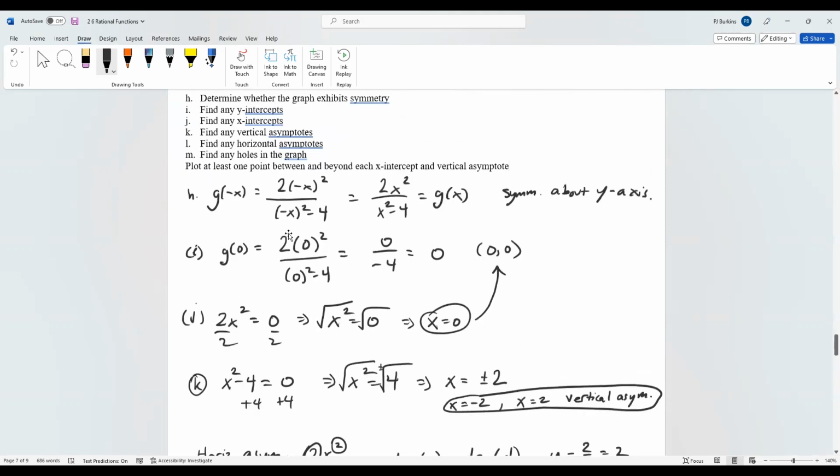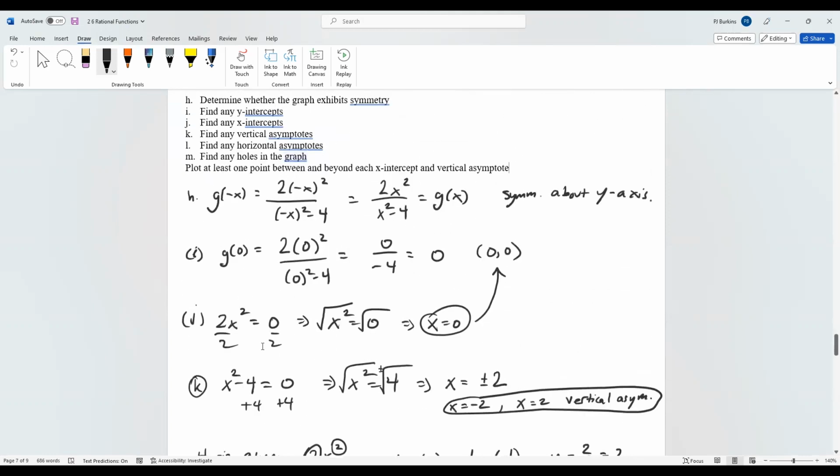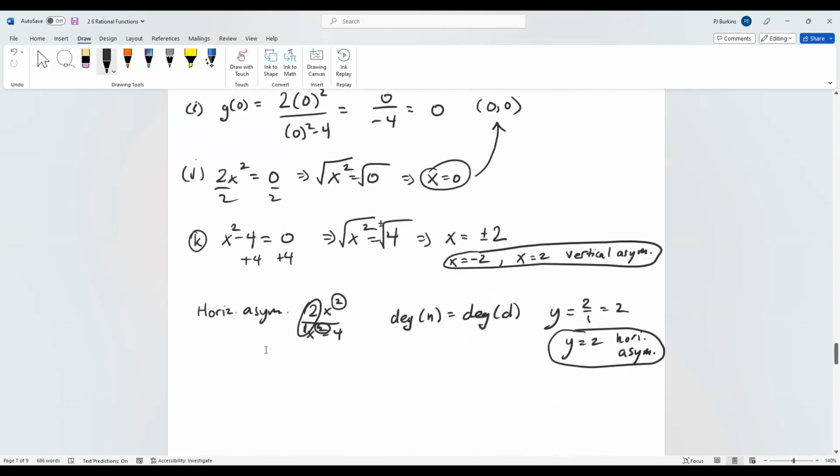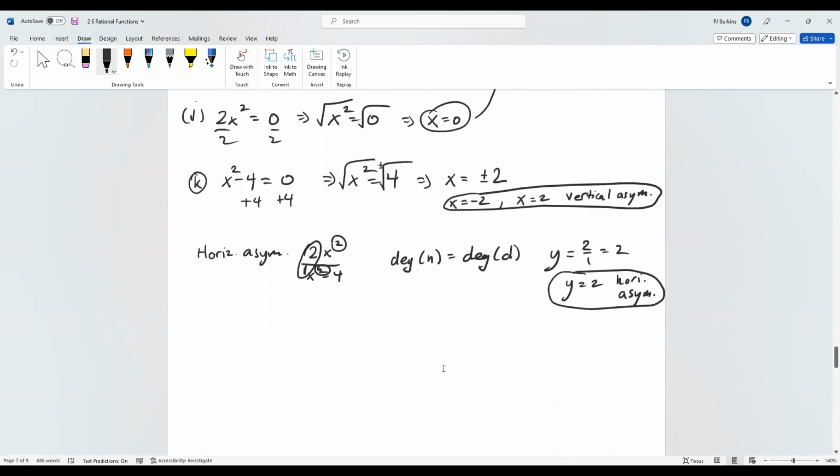What else do we need? Are there any holes in the graph? The holes would occur if we had the same factor in the numerator and denominator. We can go ahead and factor this, but it's not going to really help us much because we're going to see that there aren't any holes, right? It's 2x times x if you want to factor that. X squared minus 4 becomes x minus 2, x plus 2.